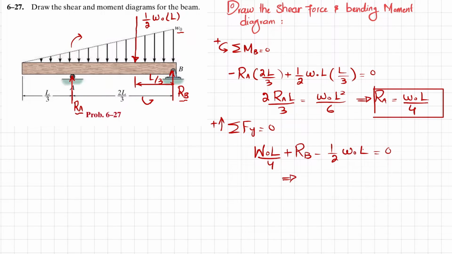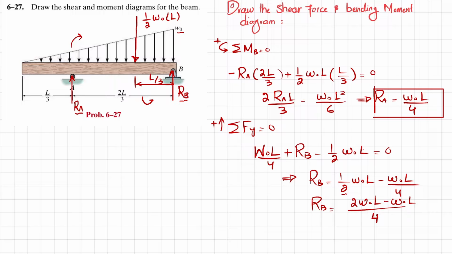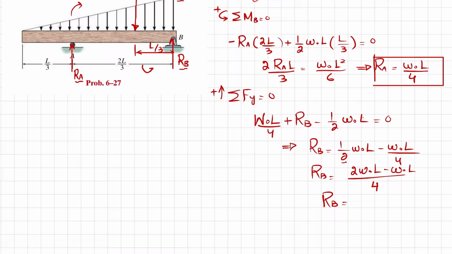From here you will get RB equal to 1 over 2 W naught L minus W naught L over 4. Again, if you take the LCM, that will be 4. 4 divided by this 2 will be 2. So 2 into W naught L minus W naught into L, and then RB will be equal to W naught L over 4. So this is the reaction force at point B.